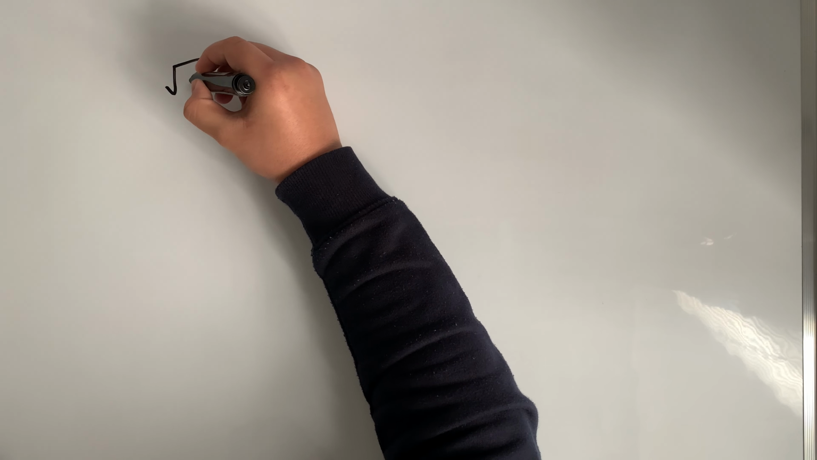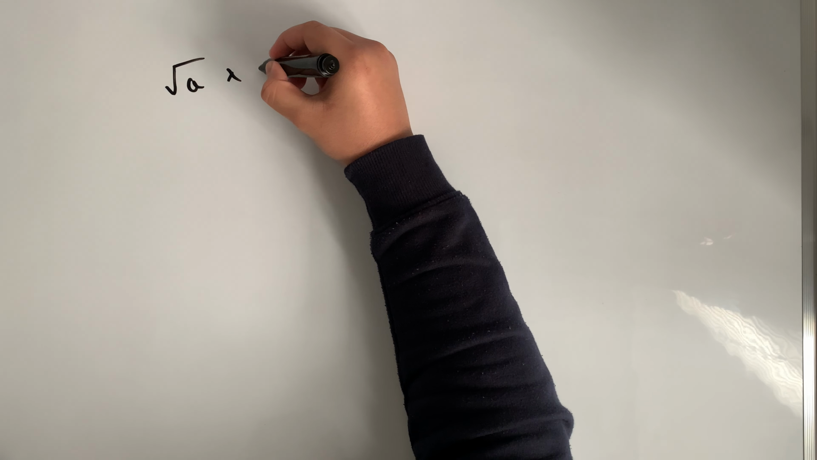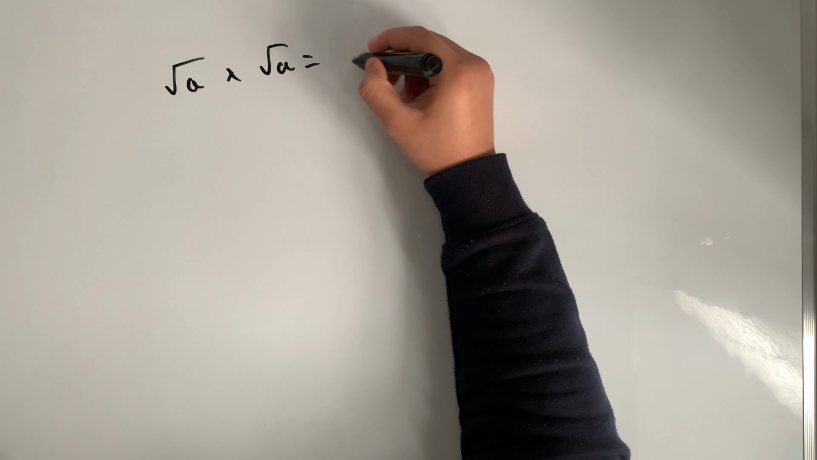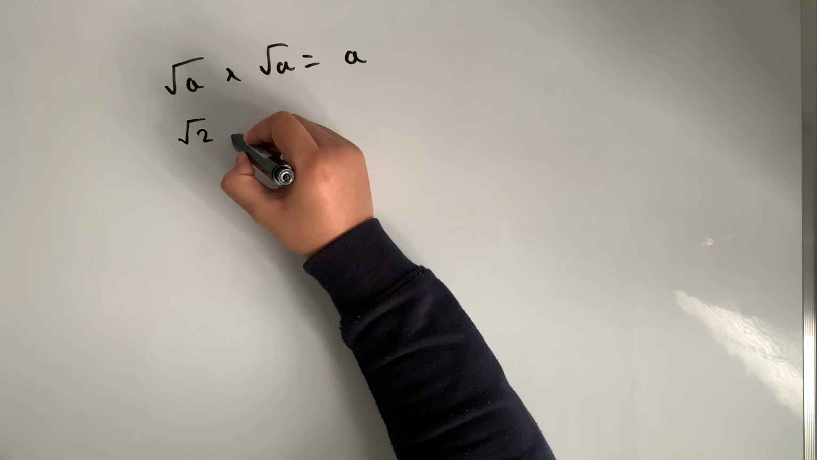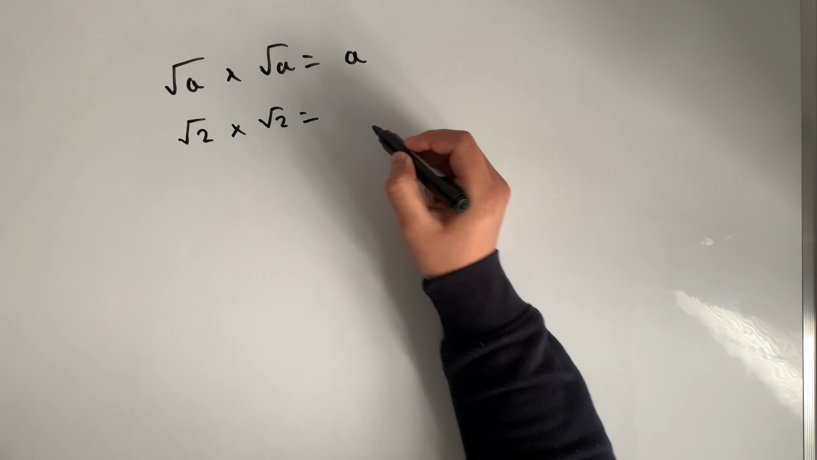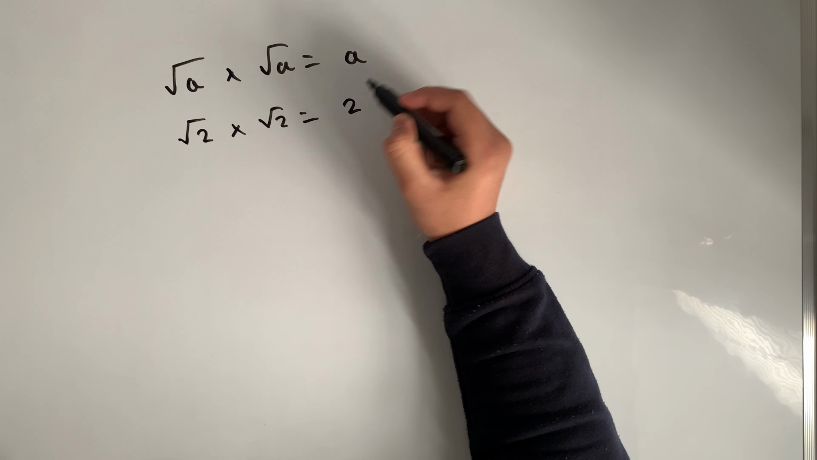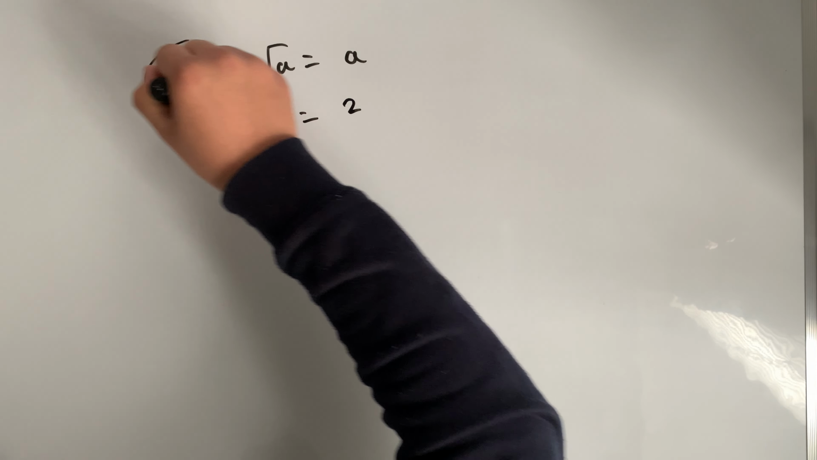Surds are simple, but there are some rules which you do need to know. So square root of a times square root of a equals a. For example, square root 2 times square root 2 would simply be 2. So this is one rule you want to write.